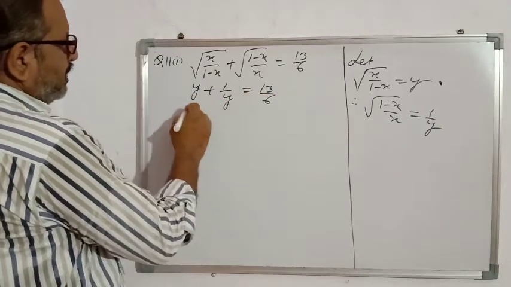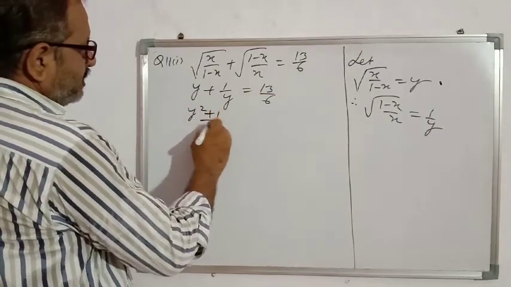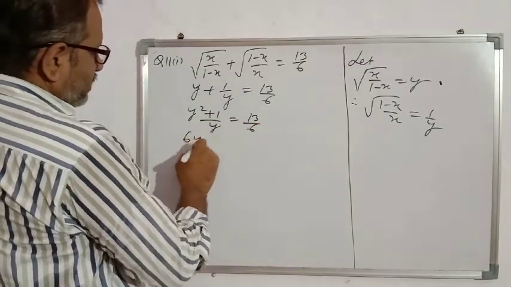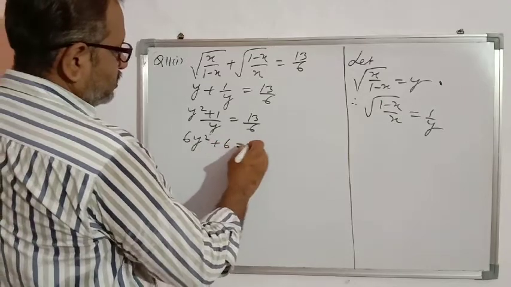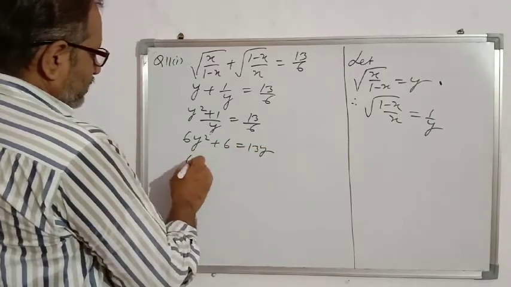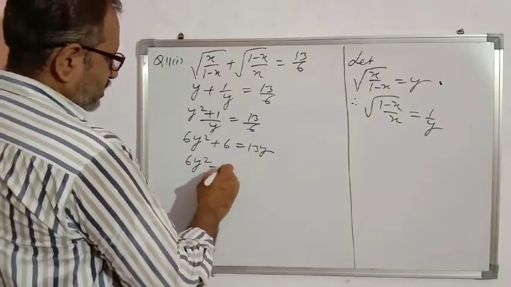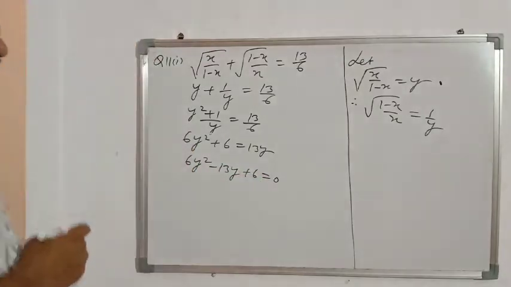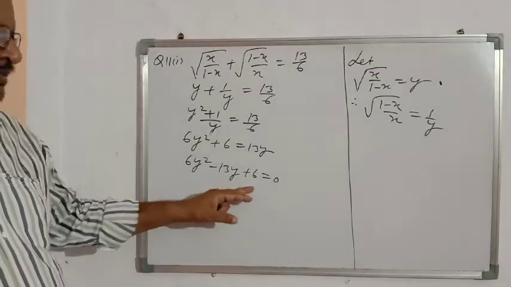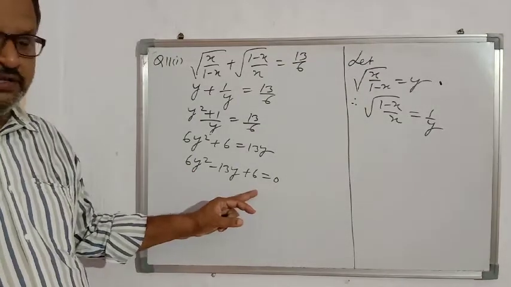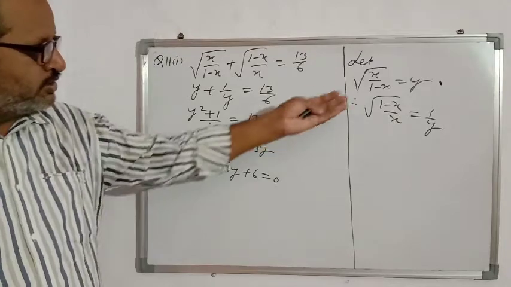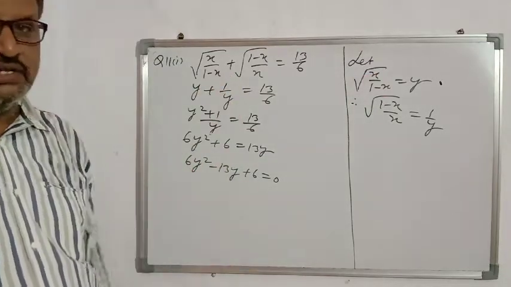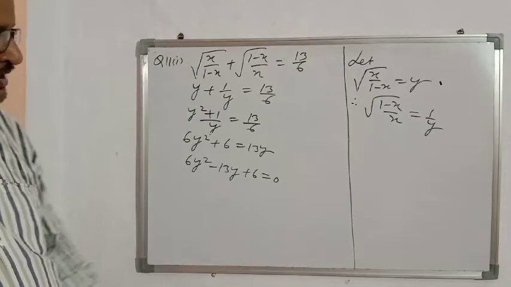Adding it, y square plus 1 upon y is equal to 13 by 6. Cross multiply: 6y square plus 6 is equal to 13y. Transposing 13y, 6y square minus 13y plus 6 is equal to 0. Now it is a quadratic equation in y. So substituting under root x upon 1 minus x is equal to y, we are getting a quadratic equation in y. Now we will solve it by factorization.